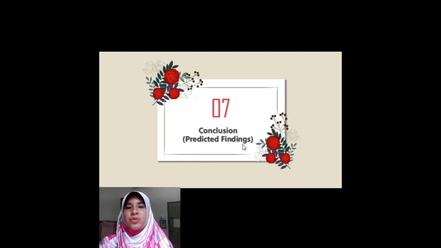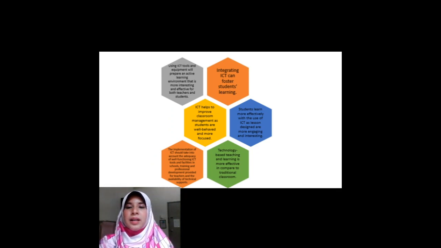The last one, conclusion, the predicted findings from the research, is that implementing ICT, using ICT tools and equipment, will prepare an active learning environment that is more interesting and effective for both teachers and students. Integrating ICT can foster students' learning. ICT helps to improve classroom management as students are well behaved and more focused. Students learn more effectively with the use of ICT as lesson designs are more engaging and interesting.